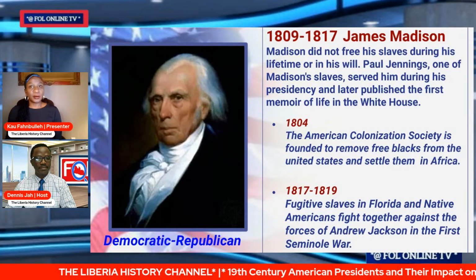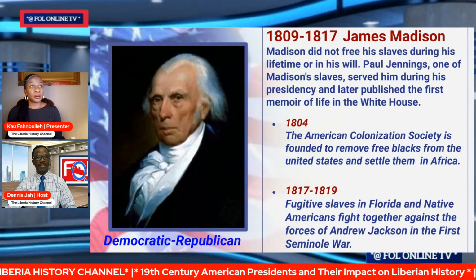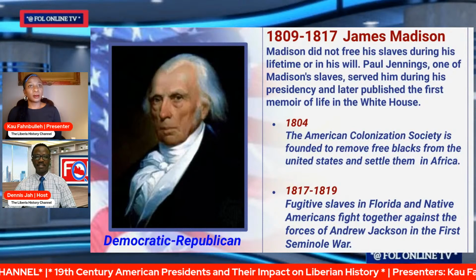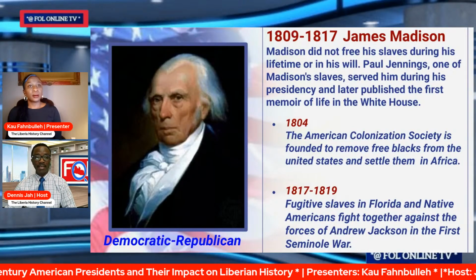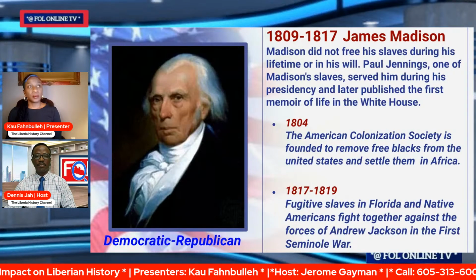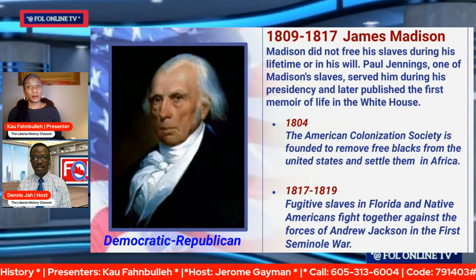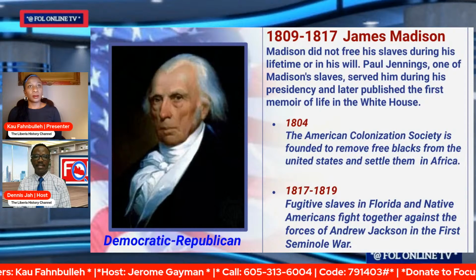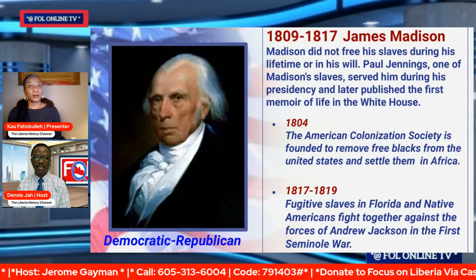Next slide, please. 1809 to 1817, James Madison. Madison did not free his slaves during his lifetime or in his will. Paul Jennings, one of Madison's slaves, served him during his presidency and later published the first memoir of life in the White House.